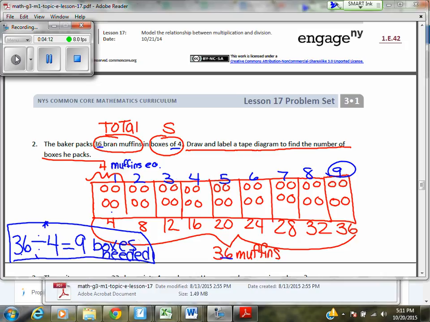And did I answer what was asked of me? Did I answer the question, or does my answer match? Yes. They wanted a tape diagram. They wanted to know how many boxes, and I did that. That's an example of a problem where they give you the total and you have to find the missing part, which in this case was the missing groups.